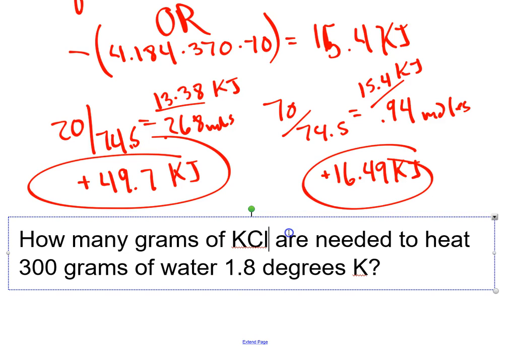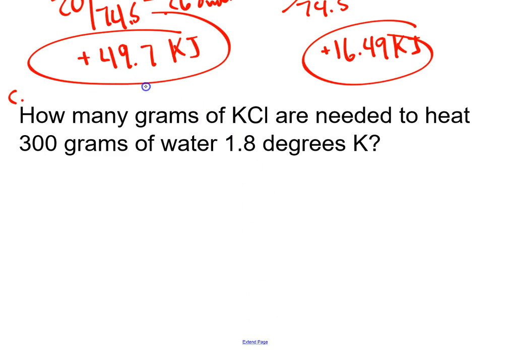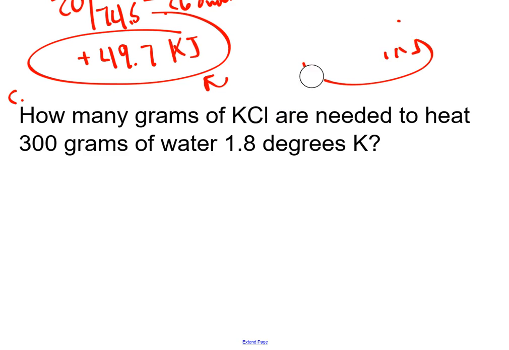Okay. Now, the question, this would be part C to this question. Part C would come from part B, which came from part A. It says, how many grams of KCl are needed to heat 300 grams of water 1.8 degrees Kelvin? Now, I'm going to use this value from now on. I'm not going to do the double math. Are we okay with that?